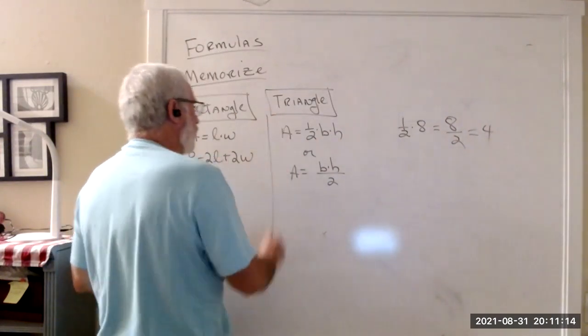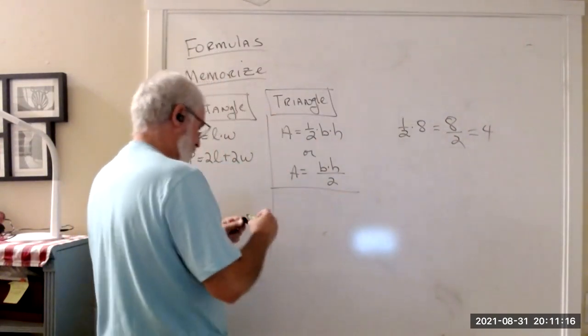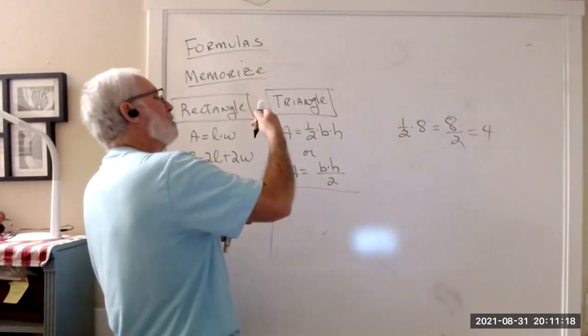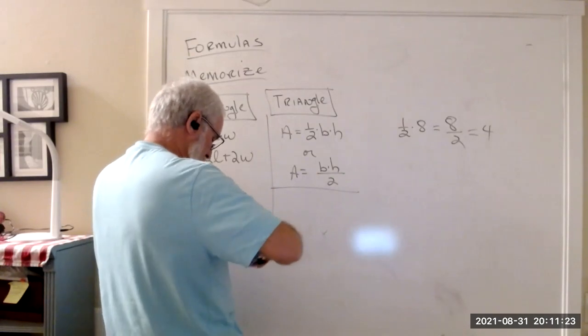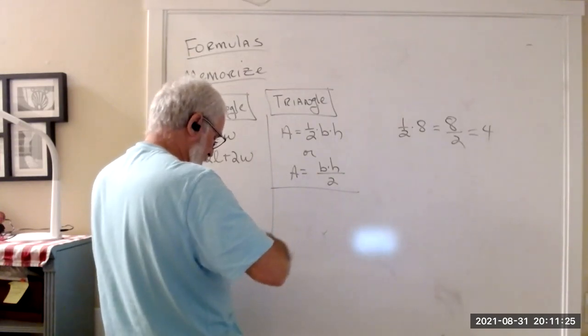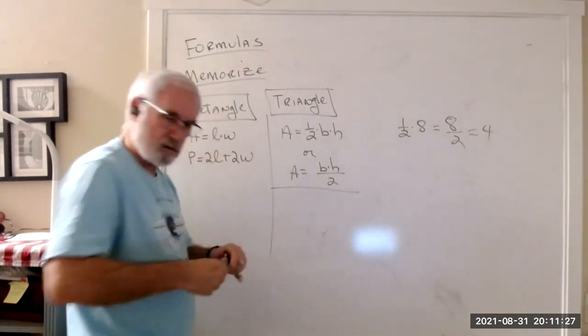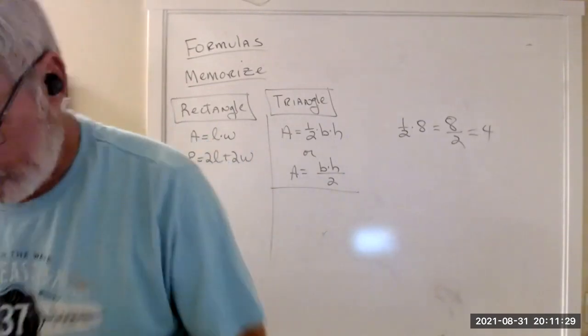And the perimeter of a triangle, pen is dying, I think. Uh-oh. I'm going through pens like crazy. Oh, yeah. Hang on.